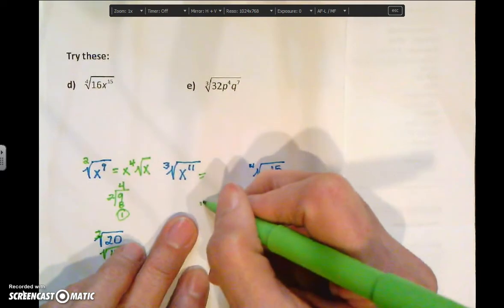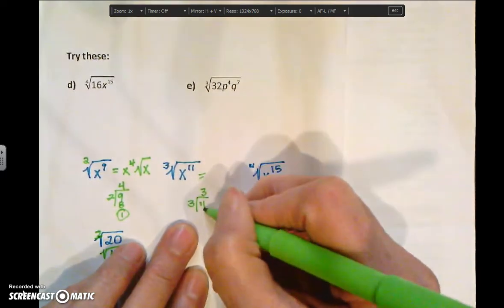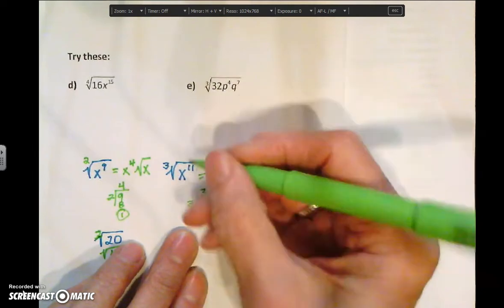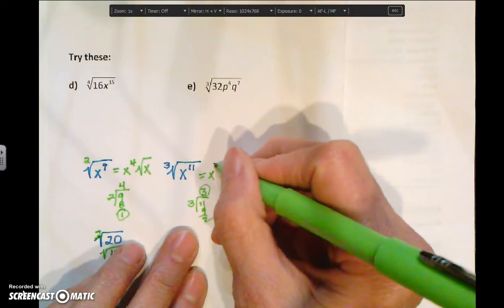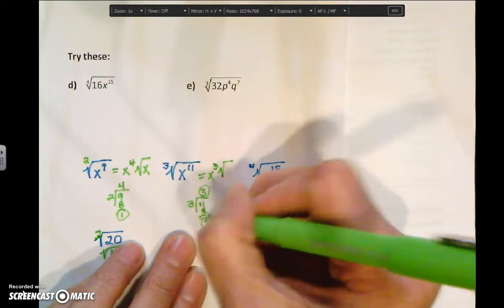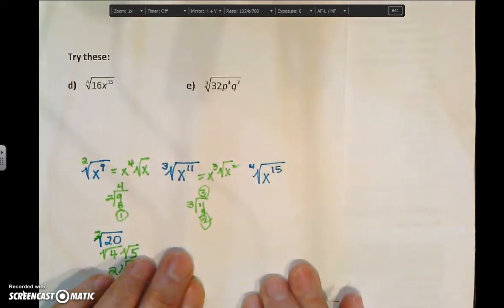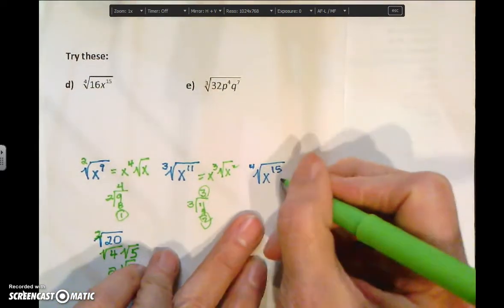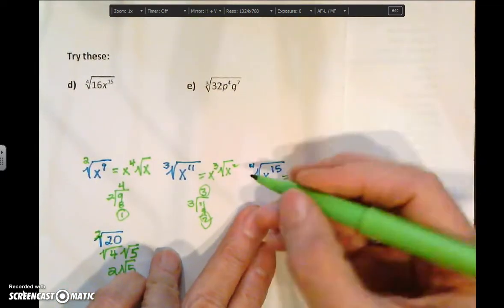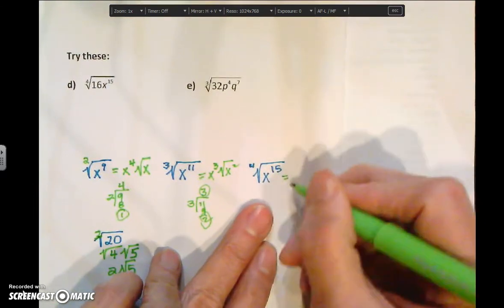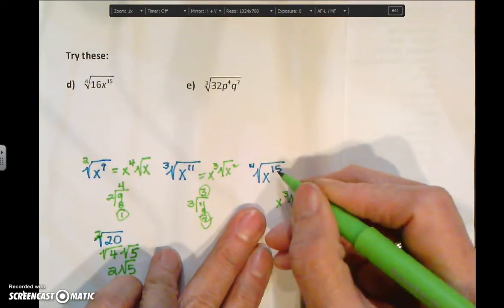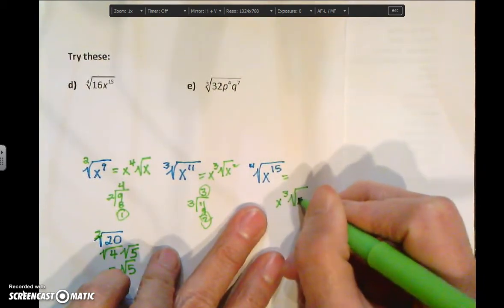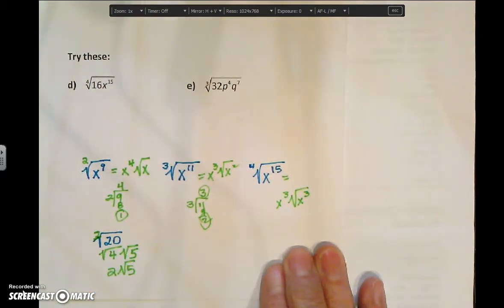So I'm going to think 3 will go into 11 3 times with 2 left over. So when I take the cube root of this, that tells me that I can take out x cubed, and I've got x squared left inside. Then I'll do the same thing with this fourth root of x to the 15th. 4 will go into 15 3 times, so I'm going to take out x cubed, with 3 left over, so then I have 3 more x's inside that are not perfect. So just a reminder on those.